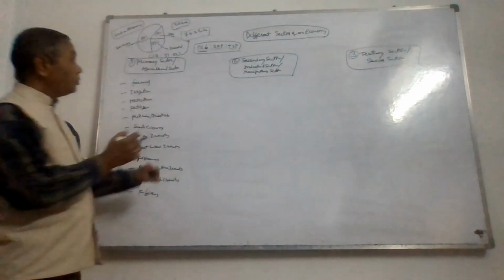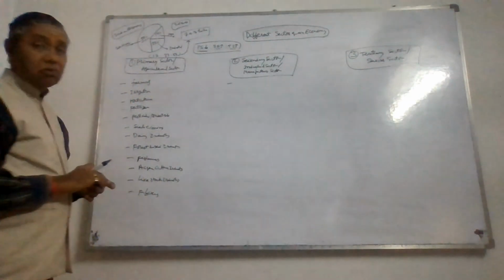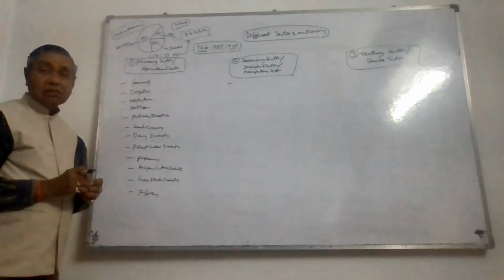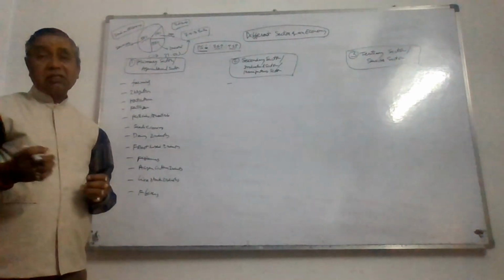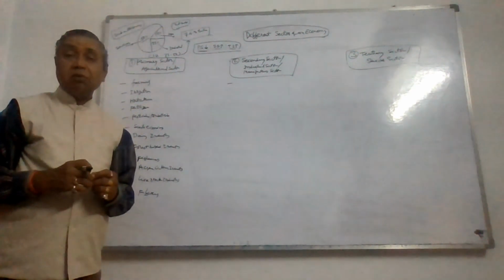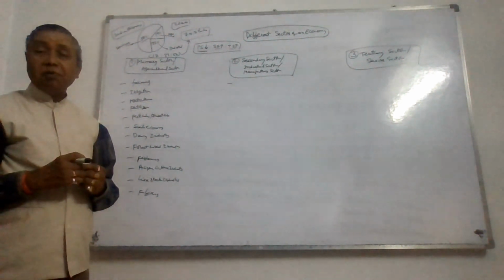Now come to the secondary sector. The secondary sector is very important. It is known as the manufacturing sector or industrial sector. That's what India has been doing for the last 5 to 6 years, that is the Make in India movement. What is our objective in the Make in India movement?